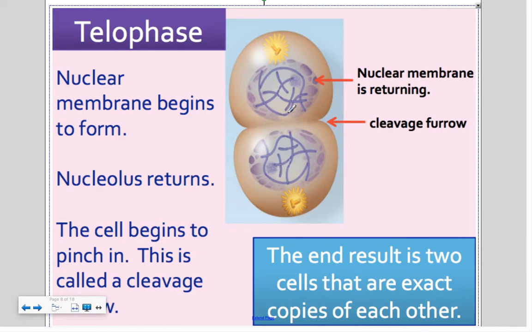You can also see here that the nuclear membrane is returning. It's starting to form back again, to keep that DNA inside of the nuclear membrane. We also get what is called a cleavage furrow, where that cell membrane begins to pinch the two new cells apart. Okay, so that is basically what happens in telophase. The end result, we get two cells with the same materials inside of them. They are exact copies of each other.